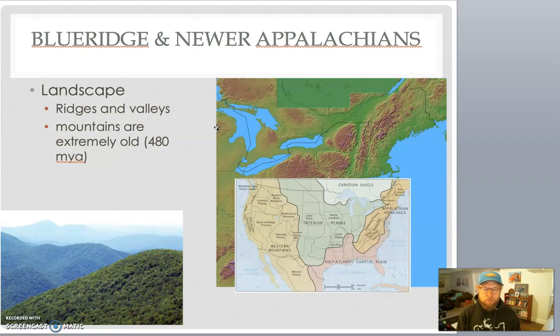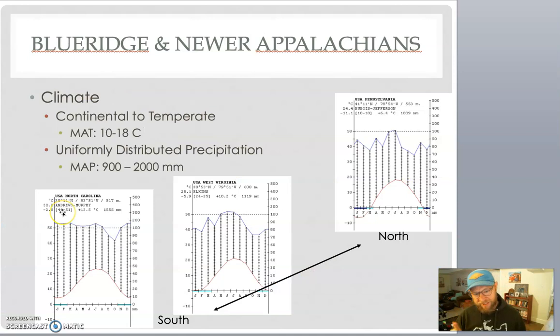This mountain range is much older, so roughly 480 million years old. And because of that age, it's just had a lot more erosion. And so it's a much smoother looking mountain range than what we have here in the Rockies. And it's also not as high. Highest elevation is, I think, just over 5,000 feet. Don't quote me on that because I can't remember offhand.